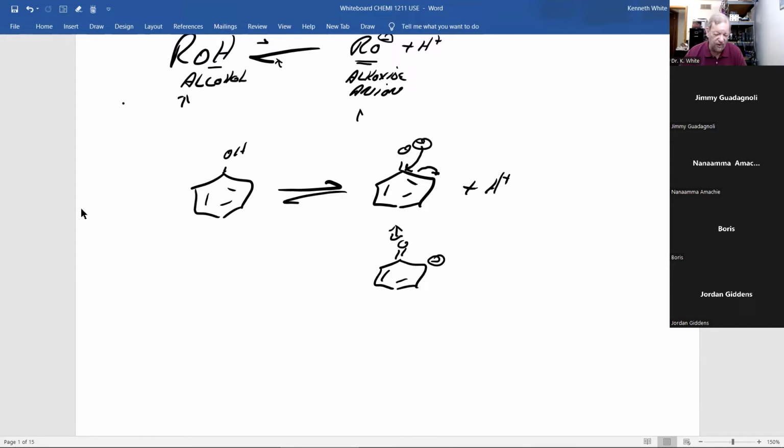Now I can draw two more. I won't because I'm not going to put this on the test. But whenever you can draw resonance forms of a molecular species, it makes it more stable. And by making it more stable, that equilibrium will go more to the right, meaning it's a stronger acid. And in another chapter we'll encounter the same type of concept. When you can draw resonance structures of something, it makes what you're going to more stable.